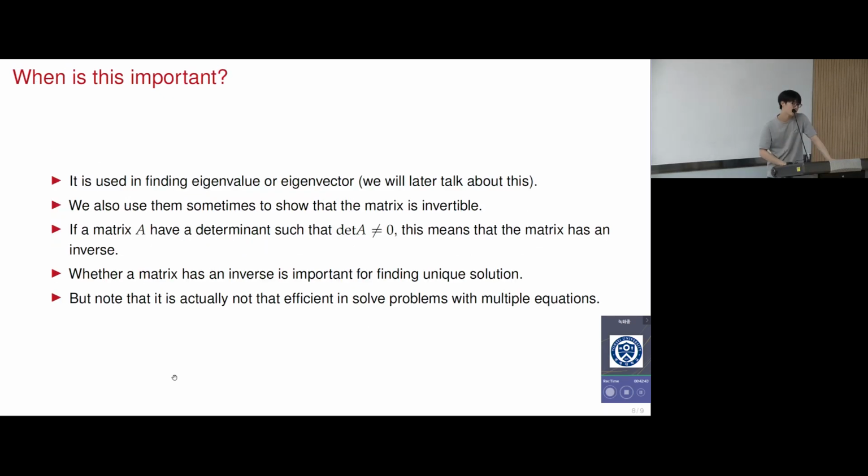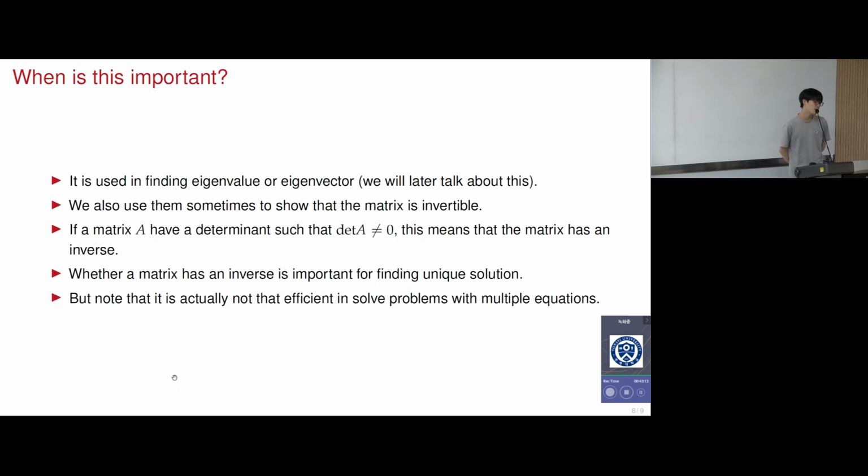So when is this important though? That's one of the hardest questions. Well, we'll talk about this in the next session. But it's used in finding the eigenvalues or eigenvectors. We're not going to talk about this too much in detail now, but it's used in finding eigenvalues or eigenvectors, okay? Which are also very important concepts in linear algebra.